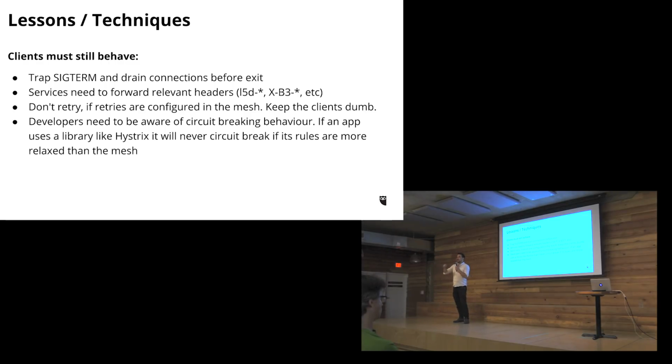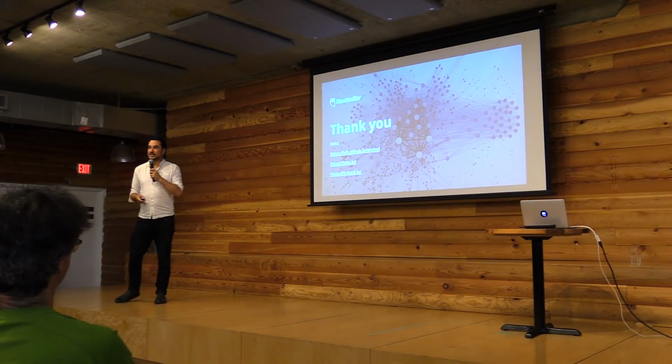And then retries. If you're going to put the intelligence in the network, you want the service itself to remain dumb. So you don't want to have a second layer of retries on top of it. You just have to be aware of that, and your developers have to be aware of it too. And then circuit breaking is the same thing as retries. If you're using Hystrix, your circuit breaking needs to be a lot less aggressive than the circuit breaking in the networking. So it's just something that you have to be aware of. Developers need to be a little bit aware of how the network acts. So that's what we found when we've been implementing it ourselves. So yeah, that's service meshes.